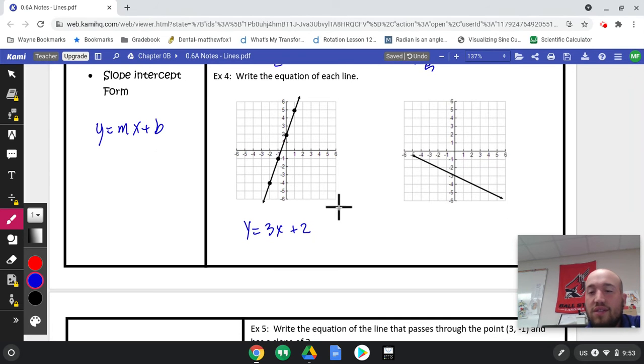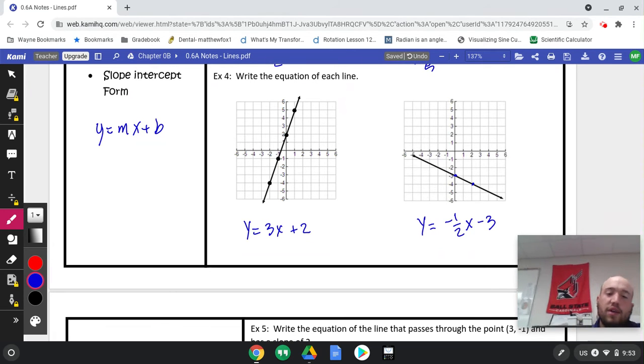Now this next one doesn't have points here, but we can put a dot. Goes right through negative 3, goes down 1 over 2. So y equals negative 1/2 x minus 3. And we are done. So we're moving along.